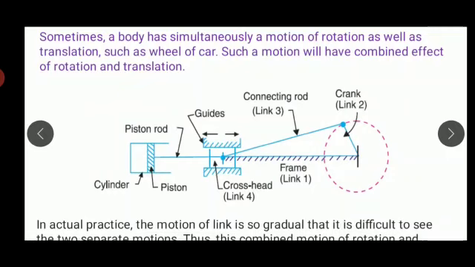So these two motions, rotation and translation, will have a combined effect. Usually these two motions take place gradually, or simultaneously, as we can see from this particular mechanism. Sometimes a body may have simultaneous motion of rotation as well as translation, for example a wheel of a car or a wheel of a motorcycle. Such a motion will always have a combined effect of rotation and translation.